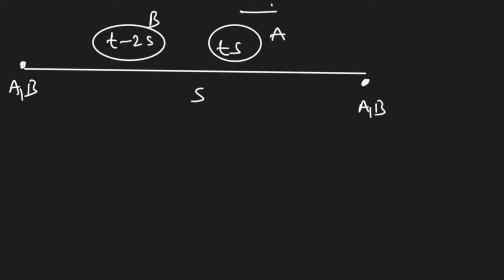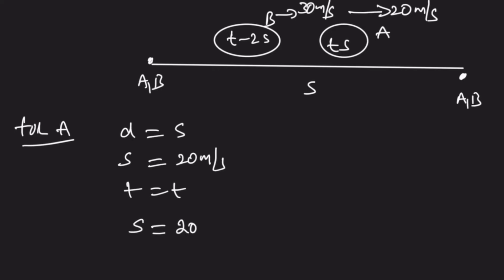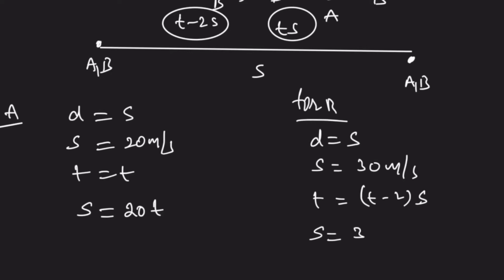Now A is moving with a speed of 20 meters per second and B with 30 meters per second. For A, the distance is S, the speed is 20 meters per second and the time is t. Distance is equal to speed into time. This is equation 1. For B, the distance is S, the speed is 30 meters per second and the time is t minus 2. Distance is equal to speed into time. This is equation 2.